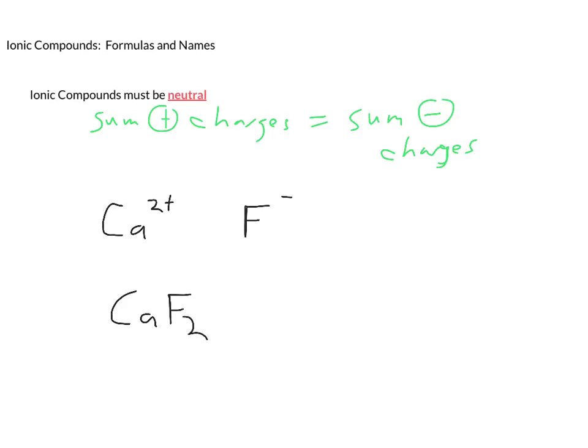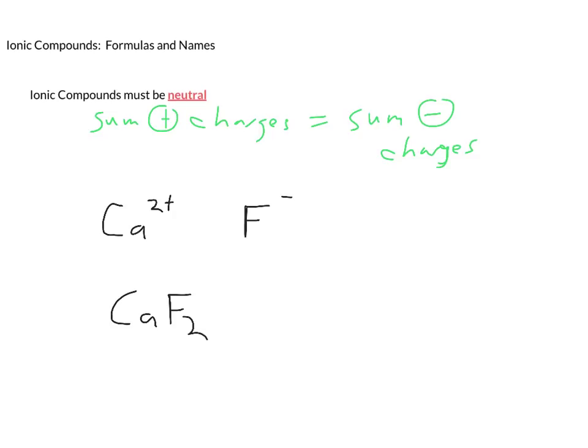CaF2. The 2, make that the subscript. There are 2 fluoride anions, and then 1 calcium cation. That is the formula for calcium fluoride.